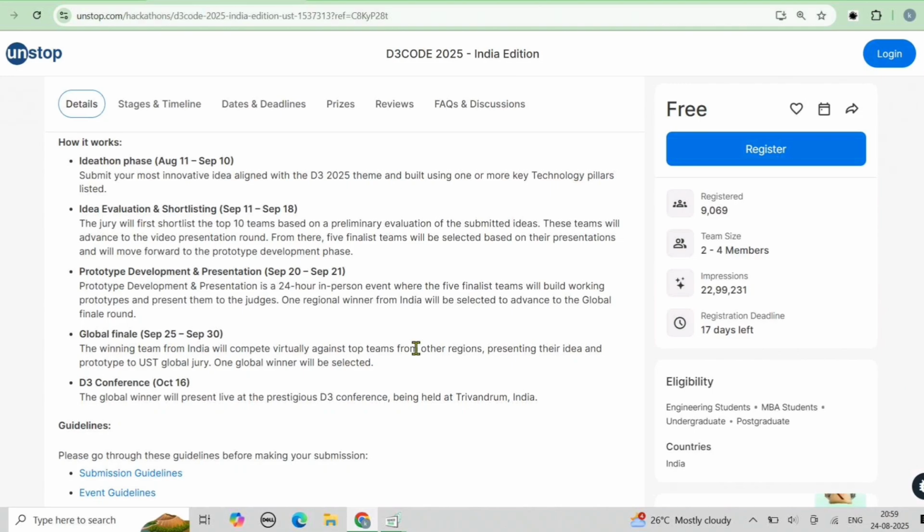And the grand highlight is that you will showcase your innovation at UST's flagship D3 conference in Thiruvananthapuram, that is, in Kerala.